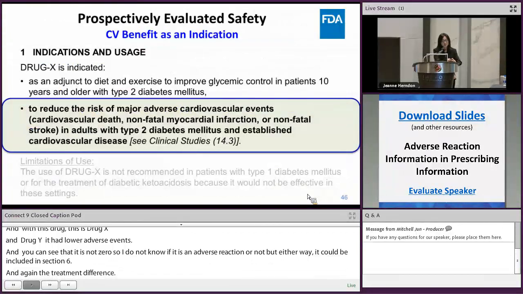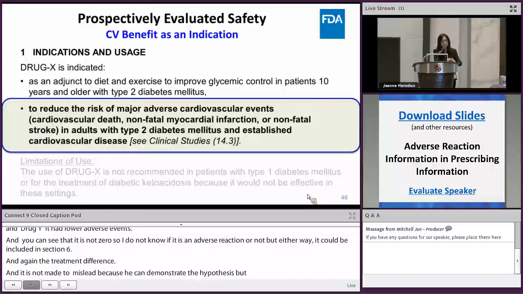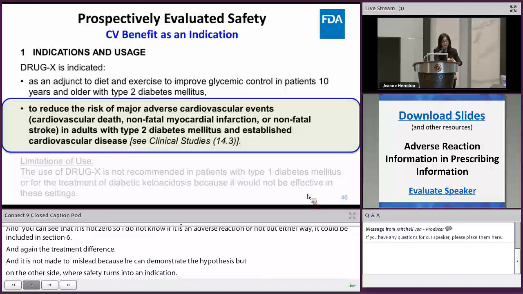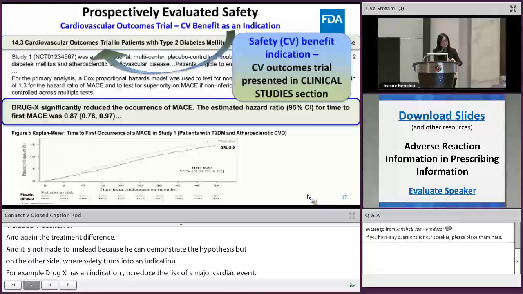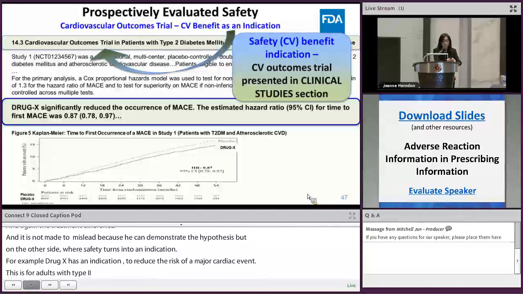So on the other side, an example of where safety turned into an indication. Here in this particular example, drug X actually has an indication for use to reduce major adverse cardiac events, or MACE, in adults with type 2 diabetes mellitus and established cardiovascular disease. This is an actual indication based on safety. So here it made more sense to put it in section 14, clinical studies, where we typically put efficacy data.